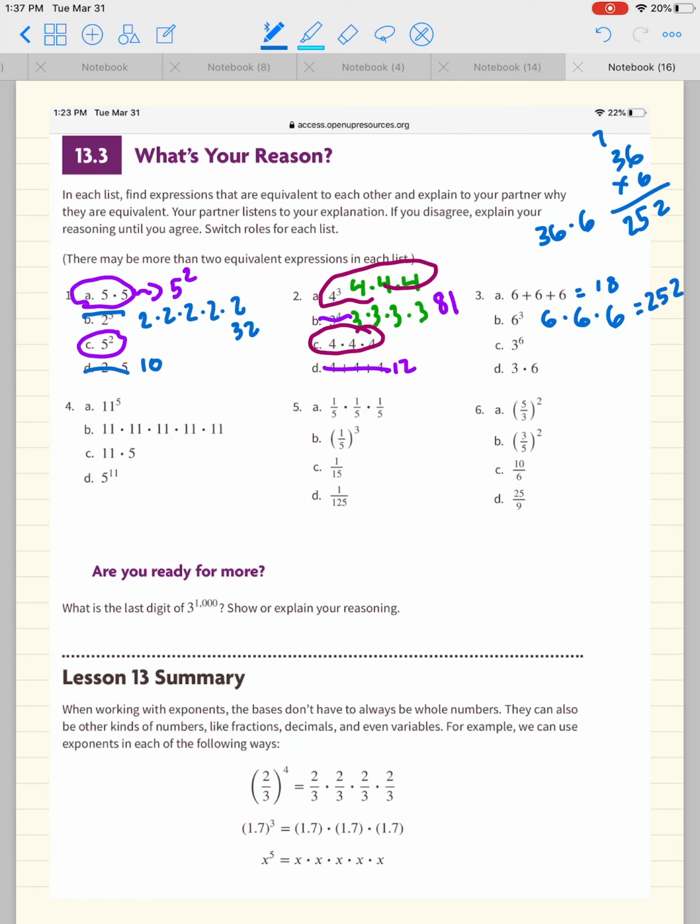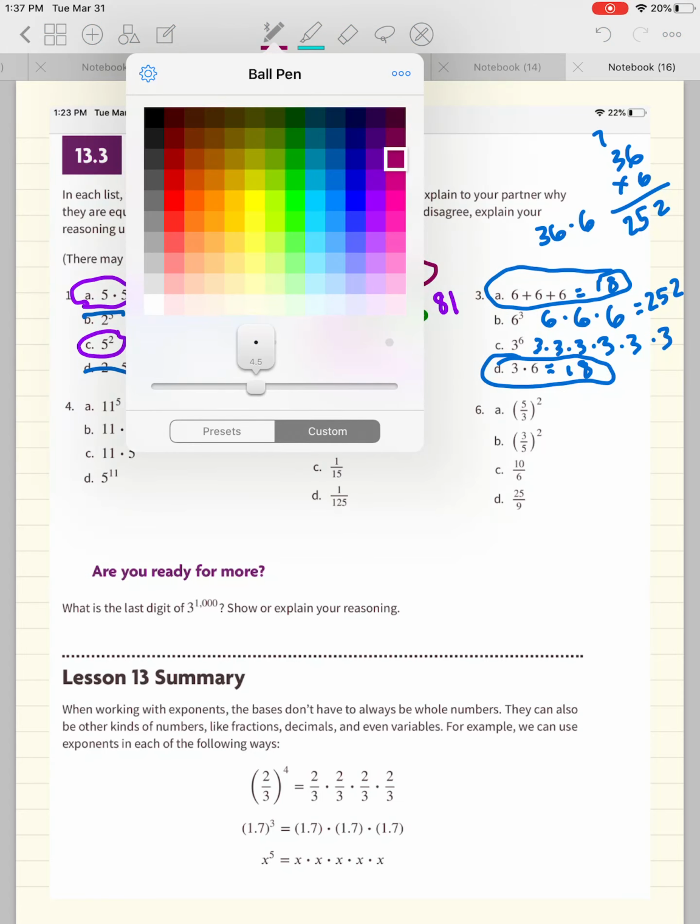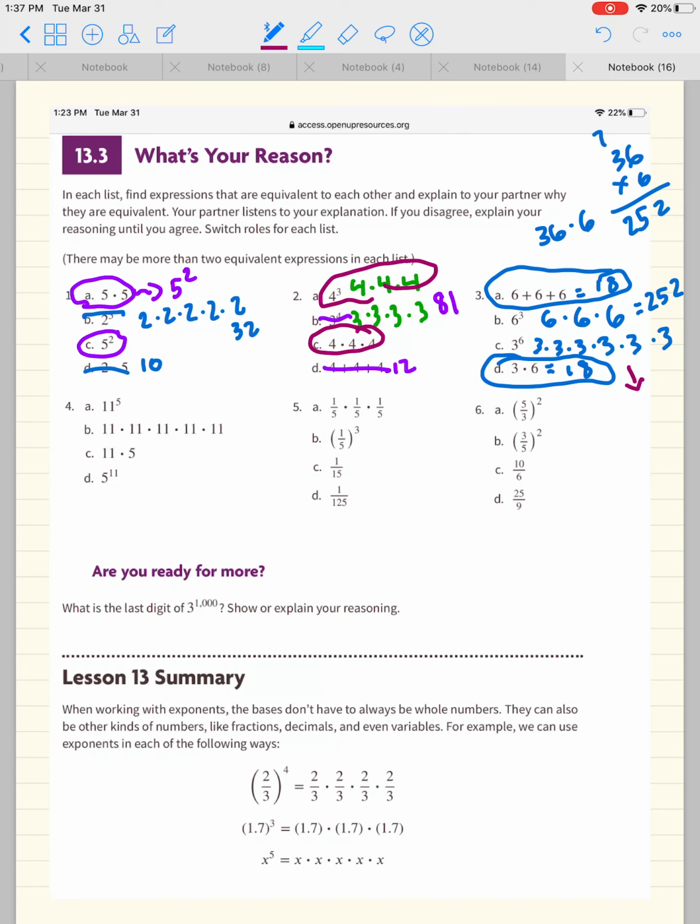$252. So far we don't have any matches. This is 3 to the 6th power, or 3 times 3 times 3 times 3 times 3 times 3. And this is 3 times 6, which is 18. So I see that 6 plus 6 plus 6 and 3 times 6 match. Let's go ahead and do this one.